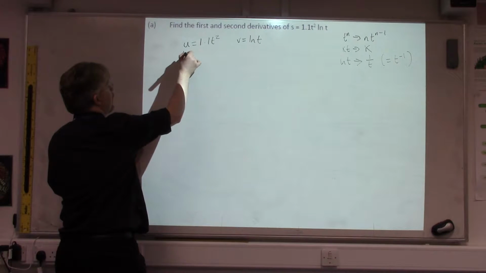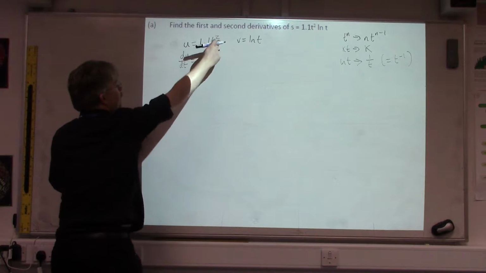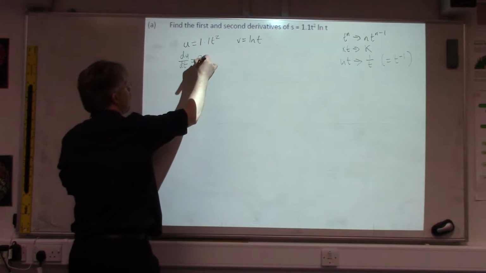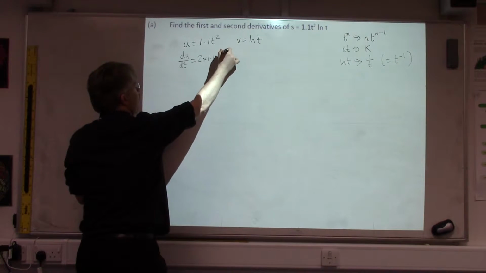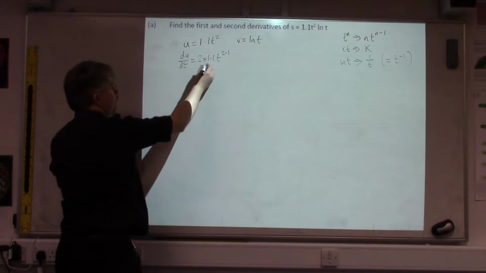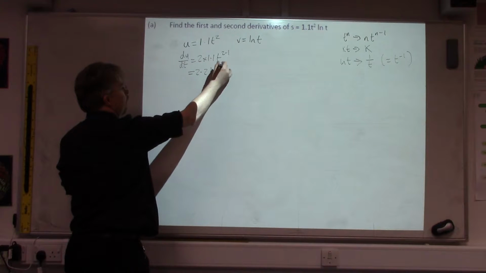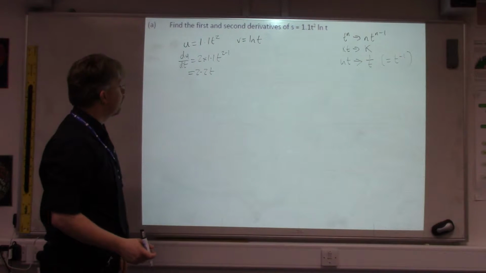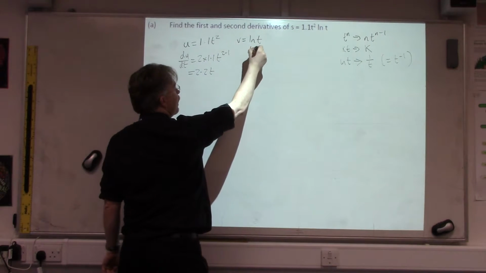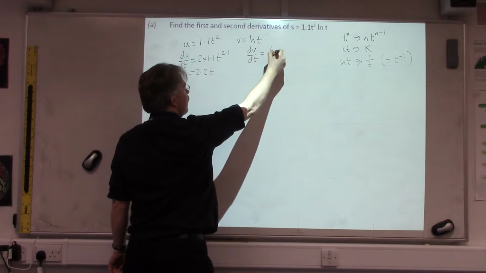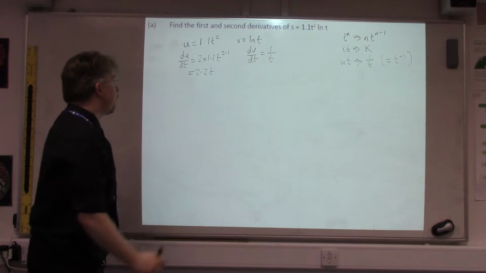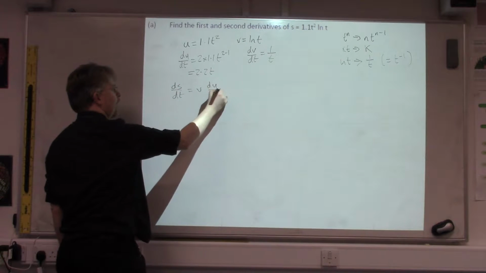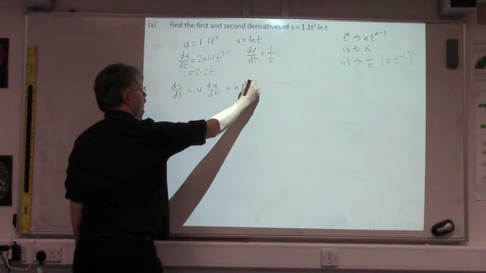So, du by dt: we've got t squared, so we times by the 2, so 2 times 1.1, take 1 off the power. 2 times 1.1 is 2.2, 2 take away 1 is 1, so we'll just leave it as 2.2t. ln t differentiates to 1 over t. We use the product rule for ds by dt, so ds by dt equals v times du by dt plus u times dv by dt.